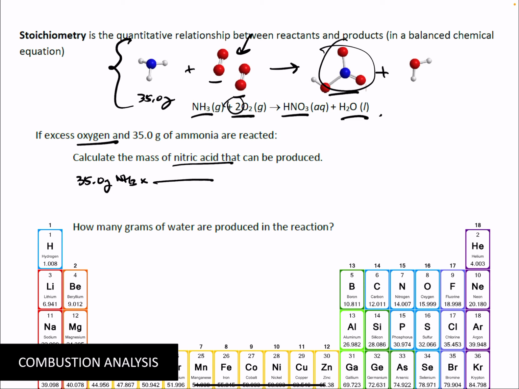In order to use the balanced chemical equation, we need to convert to moles, right? Grams, they're proportional, but we can't see it very easily. So we convert to moles, and then we can see the relationship.